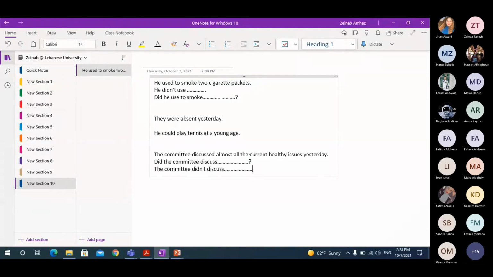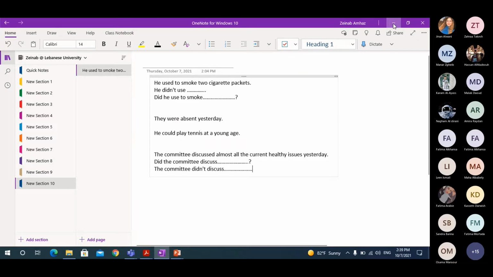And if we don't have, I repeat, if we don't have the verb to be or a modal, we use did with all the subjects, whether singular or plural. Clear? And after did, we put the verb in the base form, regardless of the subject, whether it is singular or plural. Clear? Yes. Okay.